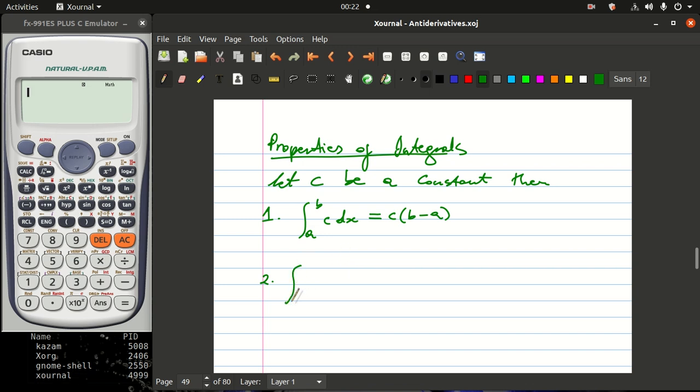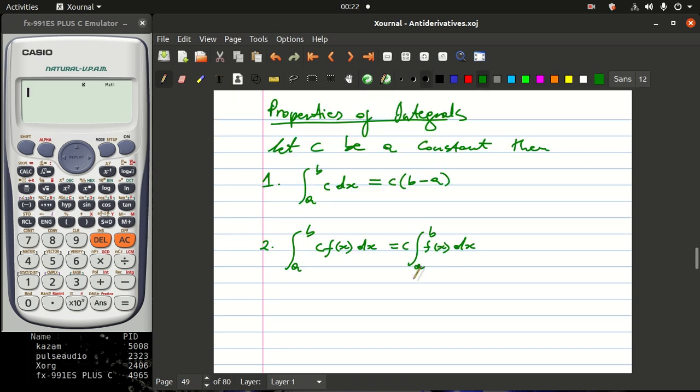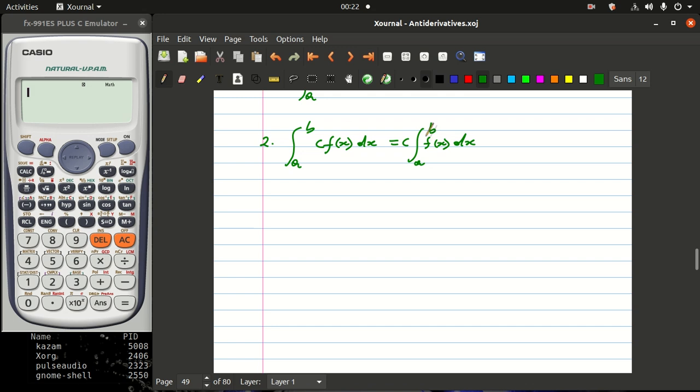And then here you are having a to b, and you have a constant multiplying a function times dx. You can always pull this constant out and just take the definite integral of f of x from a up to b and then multiply by that constant. So first take the definite integral and then multiply by the constant, because in most cases it is easier to find the definite integral of that function than with that constant, so we just want to pull the constant out.